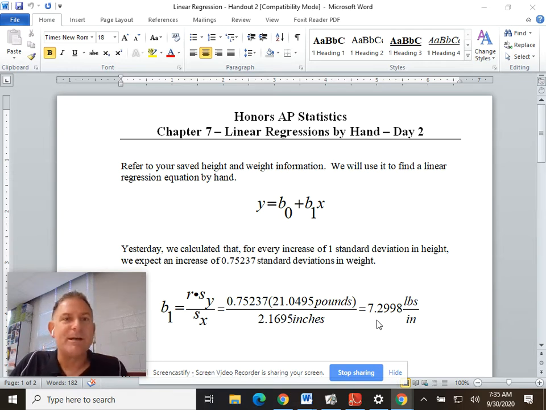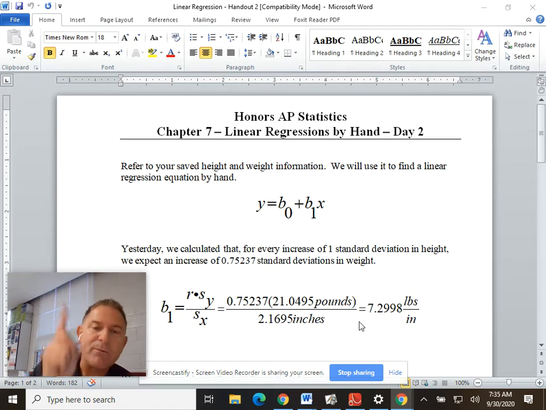So I'm going to say it again. I might say it slightly differently. Based on our model, for every inch a person is taller than somebody else, that person tends to weigh approximately 7.3 pounds more, give or take, about. All right, so that's our interpretation of the slope.